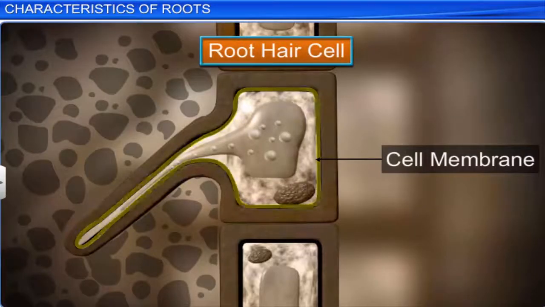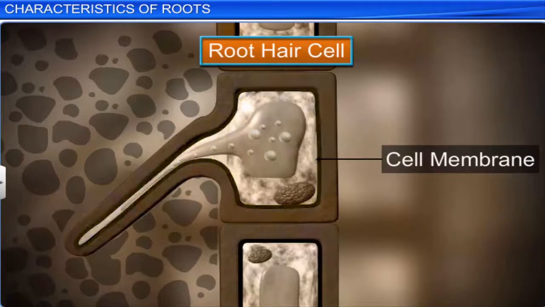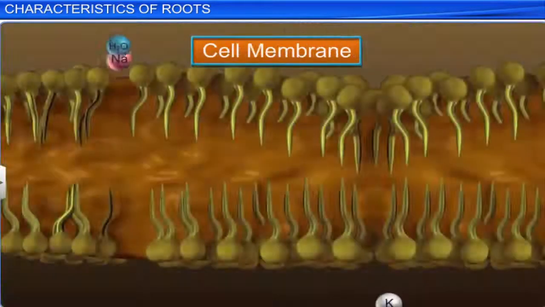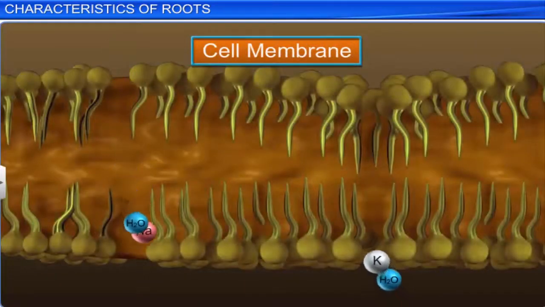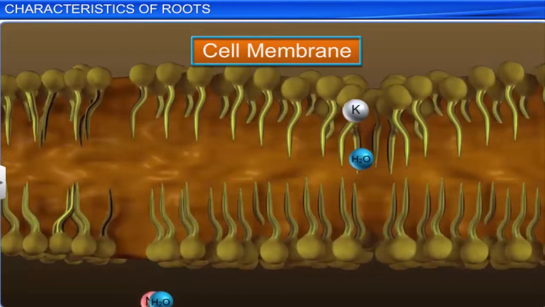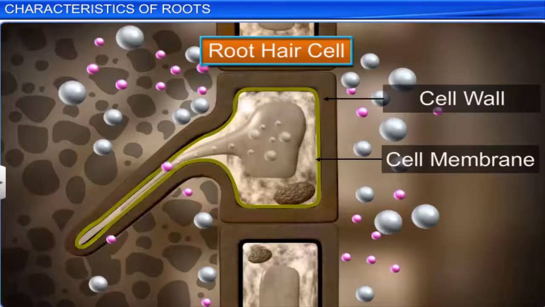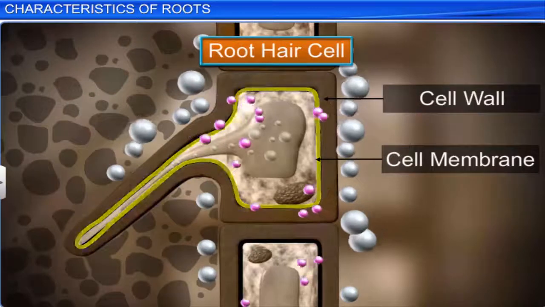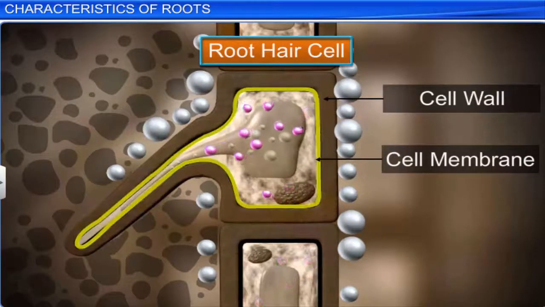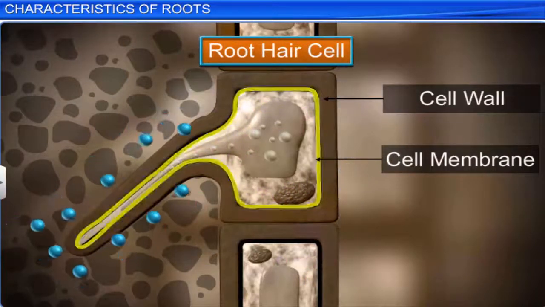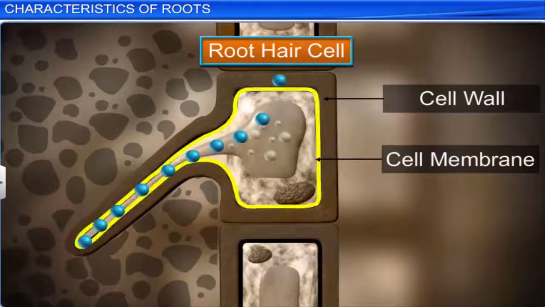The cell membrane of the root cell is very thin, semi-permeable, and allows the movement of water molecules in and out of the cell. It does not allow the movement of large molecules inside the cell. Water molecules from the soil pass through the cell wall and cell membrane to reach the root hair cell.